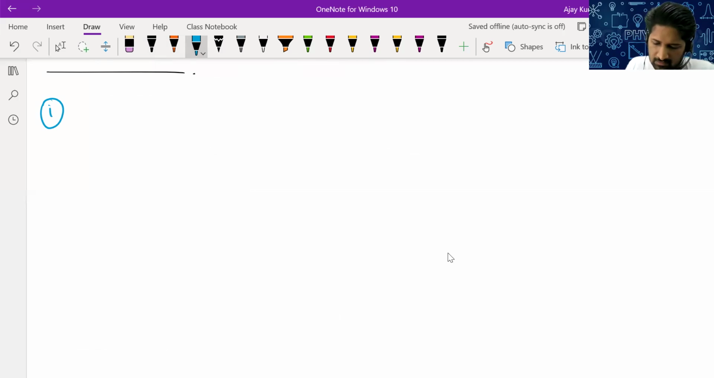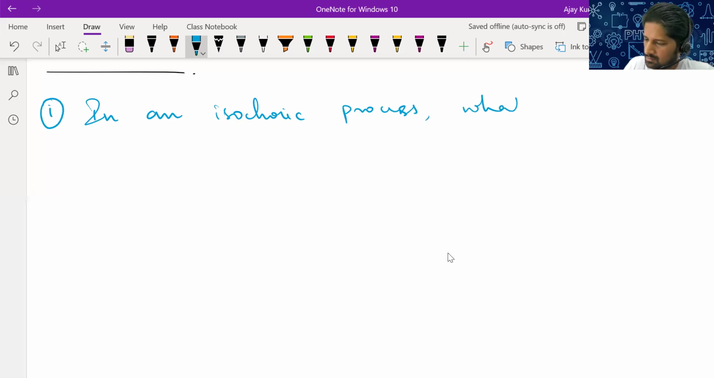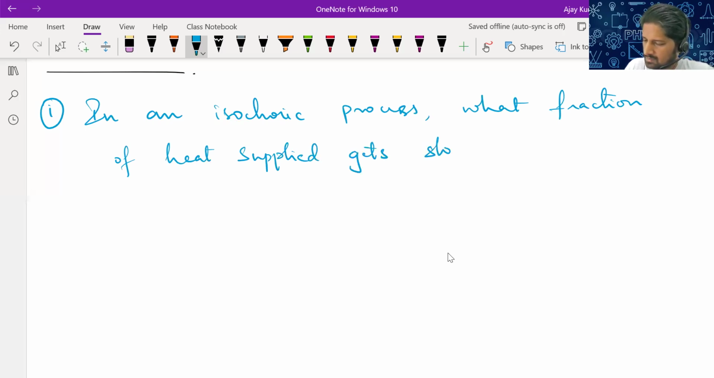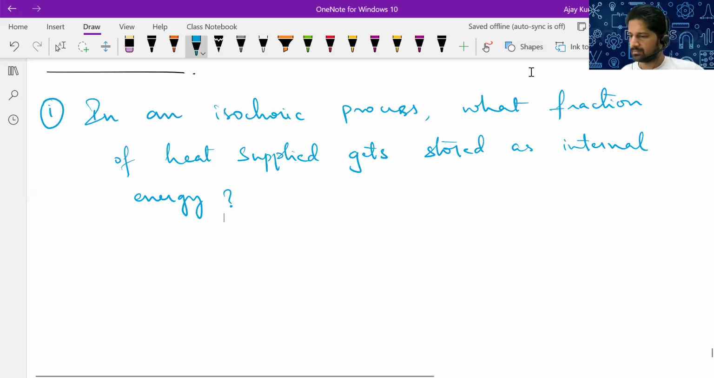Okay, try this. In an isochoric process, what fraction of heat supplied gets stored as internal energy? Try this. I'll give you 2 minutes.